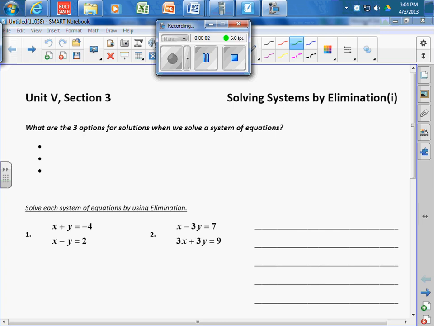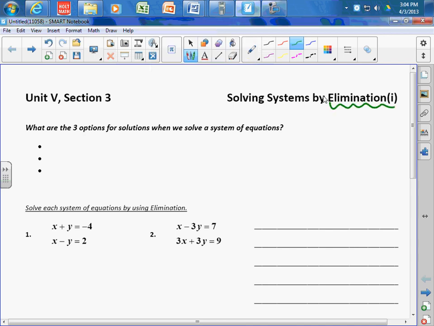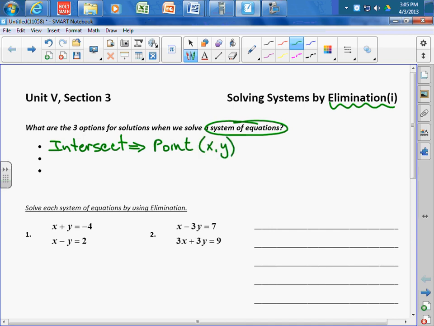All right, now in section 3 here, we're going to be talking about solving systems of equations using another method. It's called elimination. But let's go back and talk about what happens when we solve any system of equations. Well, the first thing that could happen is what? Well, the two lines could intersect. And when they intersect, what will you get? Right, you're going to get the point, x and y, right?